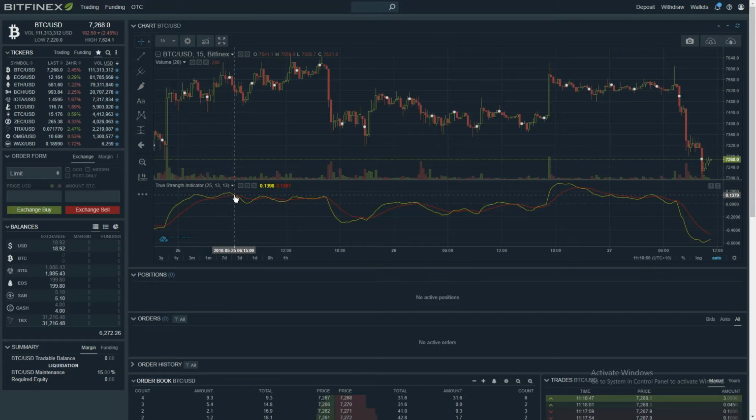When the yellow basically crosses the red, it's a good time to sell. In theory, when the yellow is going down, it's a good time to sell, and when the line is going up, it's a good time to buy as well. So there's a few different strategies around there.